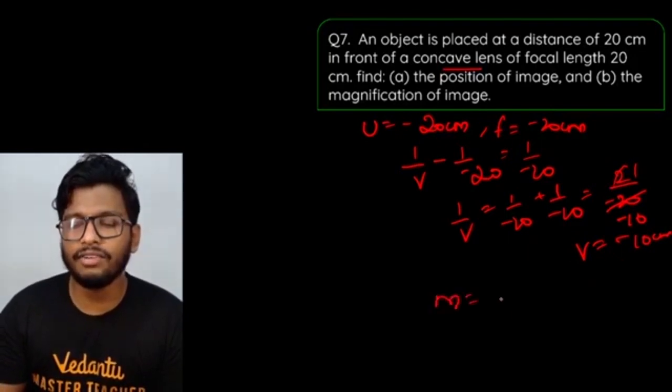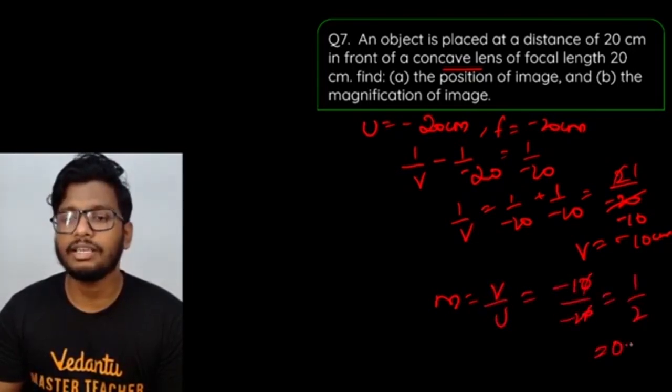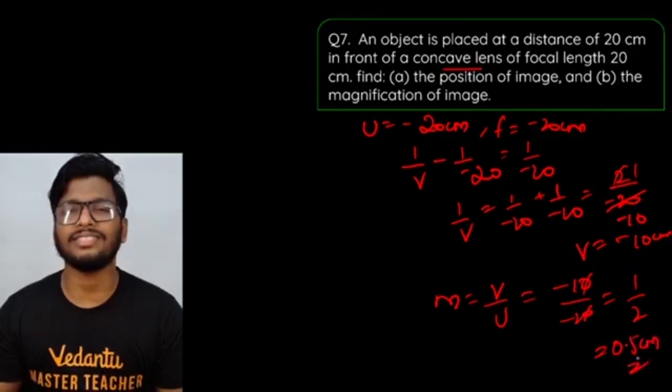What is the formula for magnification? M is equal to V by U. V is minus 10, U is minus 20, 0 gets cancelled, so it will be 1 by 2, which is nothing but 0.5 centimeters. That's all.